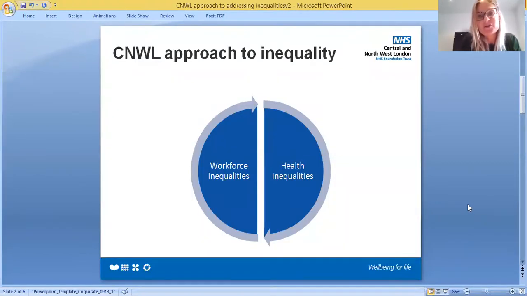So I wanted to talk about Central North West London's approach to what we do to reduce inequalities. We take an approach that not just thinks about health inequalities and the communities and the patients, but also the staff within our organisation. So in terms of our corporate social responsibility, we take that approach to our staff and reducing inequalities within our workforce, but also with our patients and our communities. And we see it as two sides to the same coin.